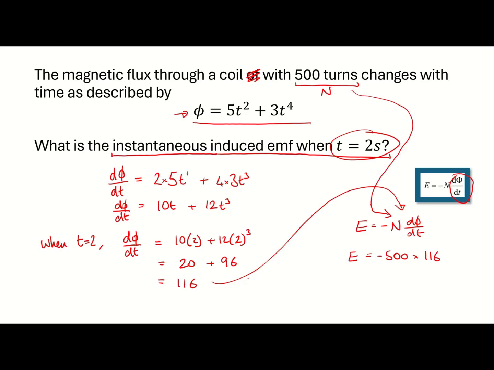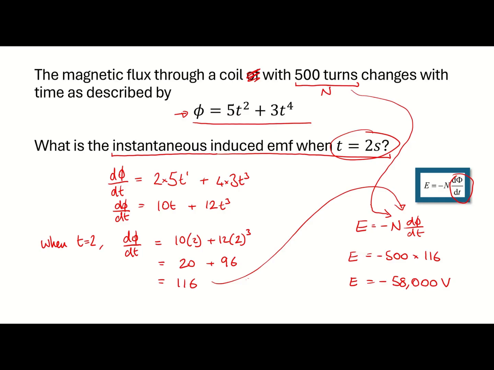All right, and again, putting that into our calculators, 500 times 116 gives us minus 58,000 volts. So our EMF here is 58 kilovolts, or minus 58 kilovolts. So again, minus because it's opposing the change in the magnetic field. But if you put down minus 58,000 or 58,000, you should get the marks in this instance.